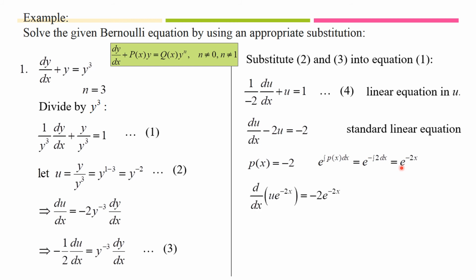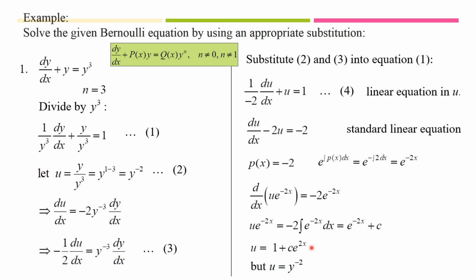We know that after this, we have to multiply the standard linear equation by the integrating factor. The left hand side, after multiplying by the integrating factor, is the same as d/dx of the product of the dependent variable, in this case u, with the integrating factor. So d/dx of u e to the negative 2x, and on the right hand side we also multiply by the integrating factor and continue to solve. u e to the negative 2x equals negative 2 times the integration of e to the minus 2x with respect to x, so we get e to the negative 2x plus c. In other words, u equals 1 plus c e to the power of 2x.